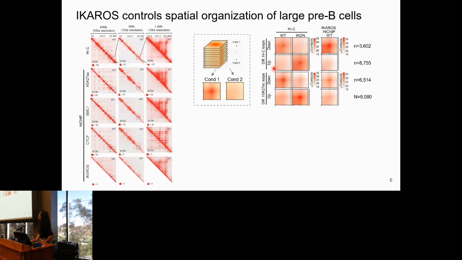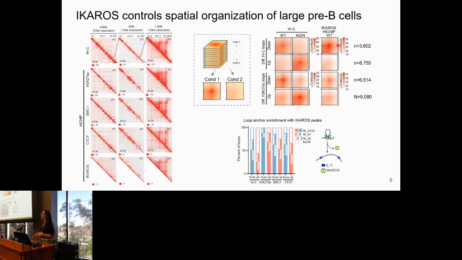So we did this aggregate analysis with HiC and H3K27 acetylation loops. And we confirmed that the loops that we identified as downregulated are completely gone in the Ikaros-deleted cells. Using Ikaros HiChIP, we saw that there was a strong and very specific enrichment between the loops assembled by Ikaros and the downregulated loops.